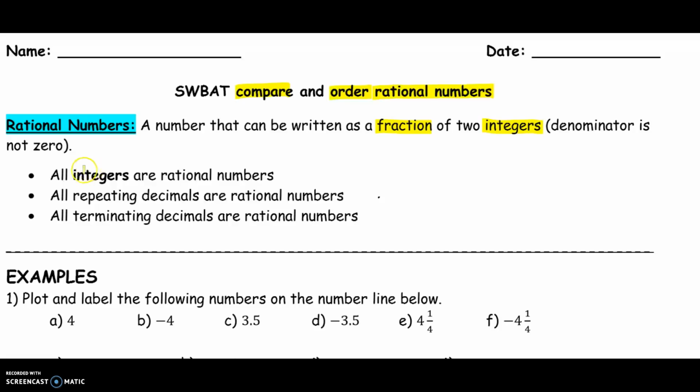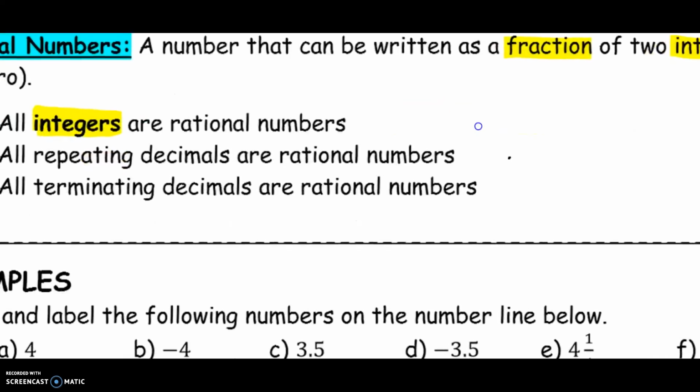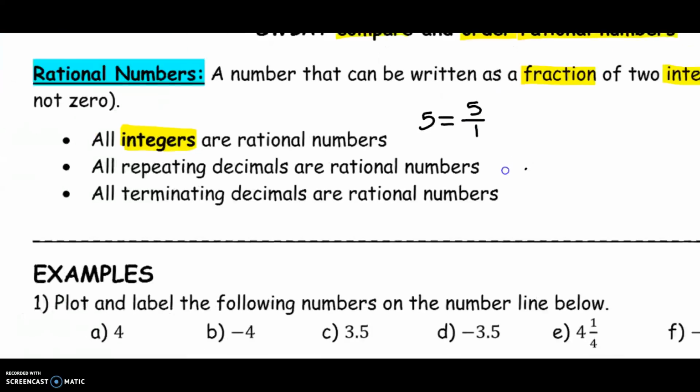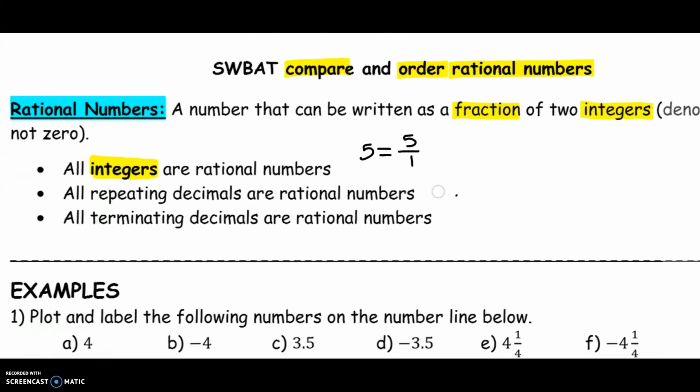So first, all integers, the numbers I just named, are considered rational numbers. So any integer, let's take for example 5, can be written as a fraction of two integers, as long as we put it over 1. And we can do that with any integer, positive or negative.